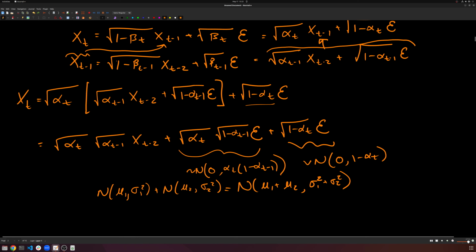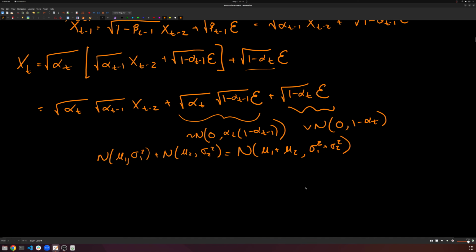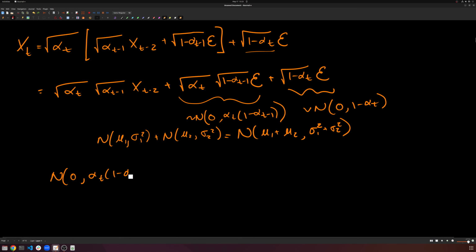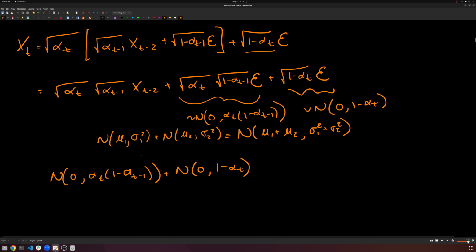So again, this is another property of Gaussian distributions. If that's the case, all we need to do is sum up the means and the variances, right? So this is the sum of a normal(0, alpha_t(1 - alpha_{t-1})) plus a normal(0, 1 - alpha_t). So all we need to do is add these together.